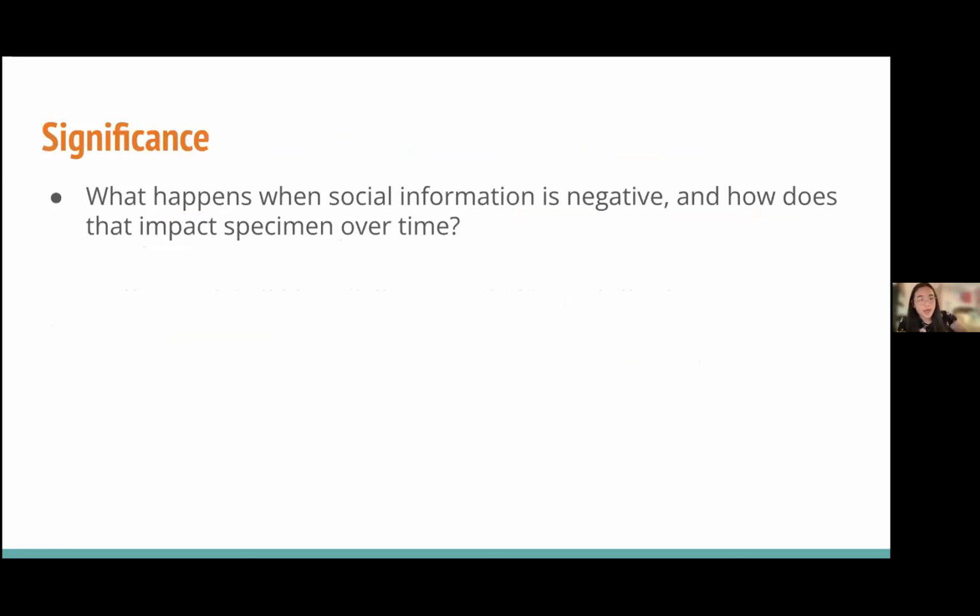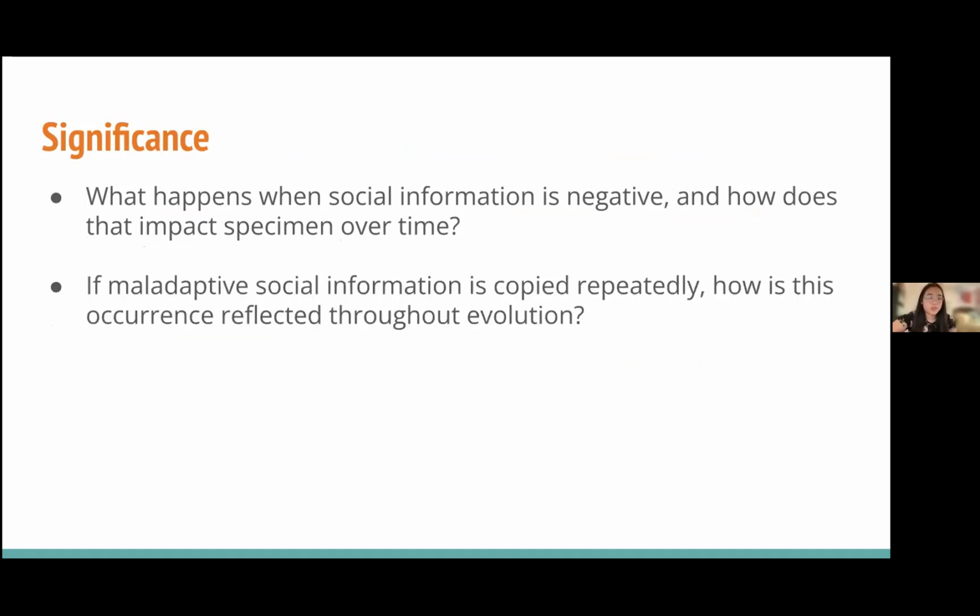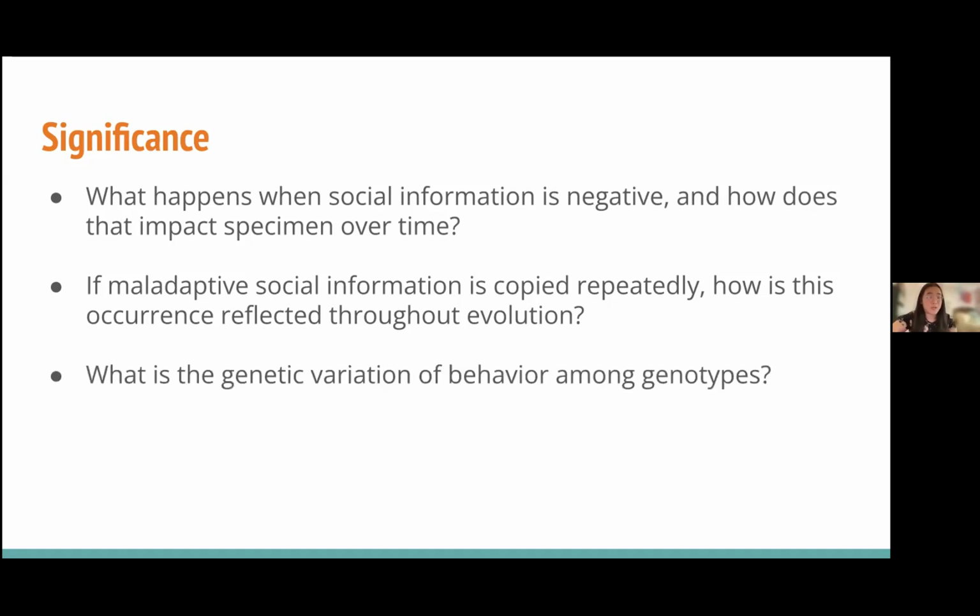And so the significance, why are we doing this? Well, we're trying to figure out what happens when social information is negative, and how that impacts the evolution of the specimen over time. As we're moving forward in ecology and evolutionary biology, if you're consistently making bad mate choices, we're trying to figure out how that changes not only your genetics, but your offspring over time. And of course, if this bad social information is copied repeatedly and taken through generations, how is that going to reflect in your genes through evolution? So are you going to start having curly wings because you've mated with so many curly winged males? And if so, how does that impact the decisions of your next offspring?